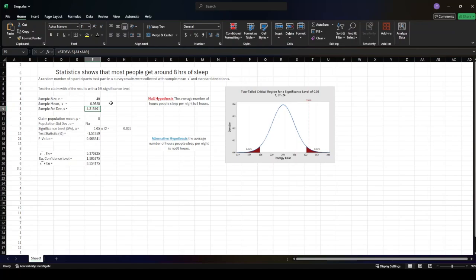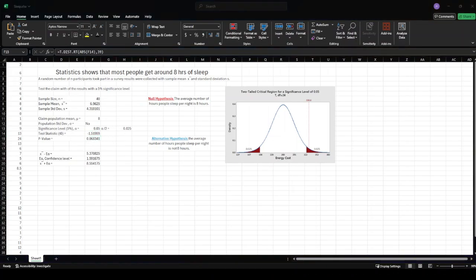For sample standard deviation, I use equals STDEV.S to find my standard deviation value. For my t-statistic, the formula that I use is x bar minus mu, divided by s, which is my standard deviation, divided by the square root of n, which is my sample size. And that is how I get my value here.